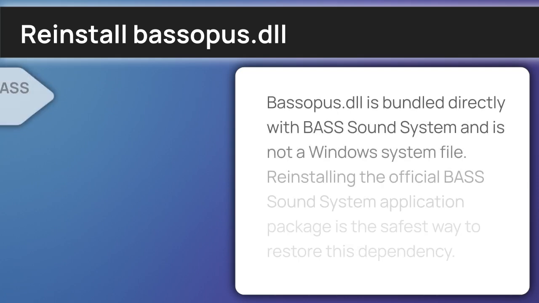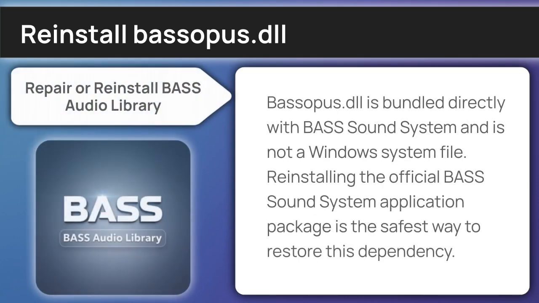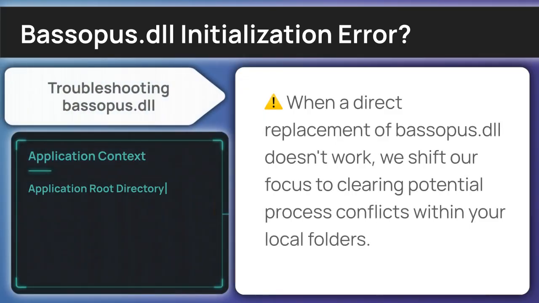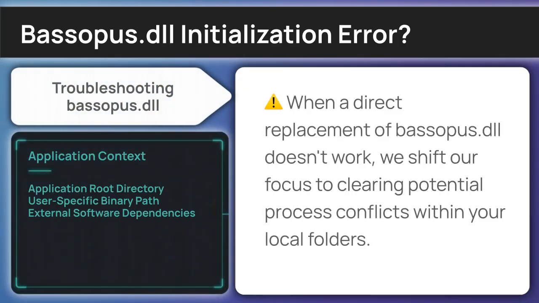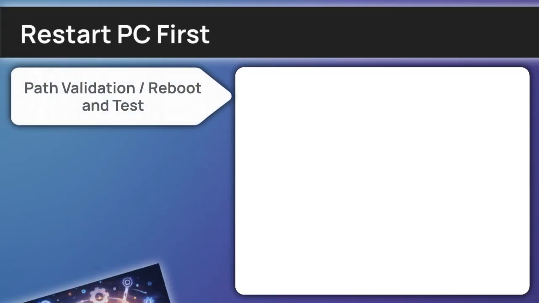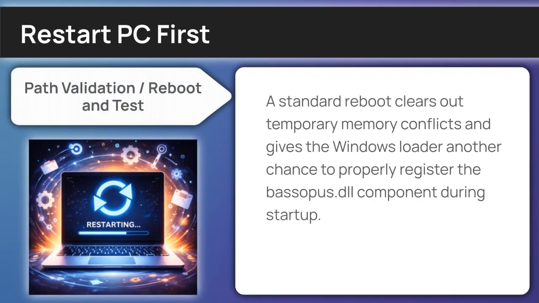Because the BASS Opus codec DLL is required by BASS sound system to initialize correctly, a standard repair is needed. Reinstalling the official version of BASS sound system ensures all required application DLLs are restored to their proper paths. If the error persists despite the new library files, we must verify if a simple synchronization conflict is preventing the file from loading. A full system restart clears the temporary memory cache and allows Windows to attempt a fresh initialization of all required libraries, including the BASS Opus codec.